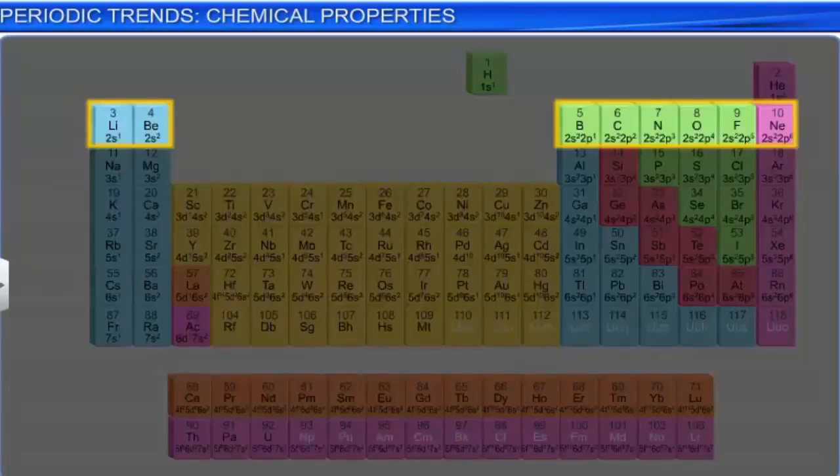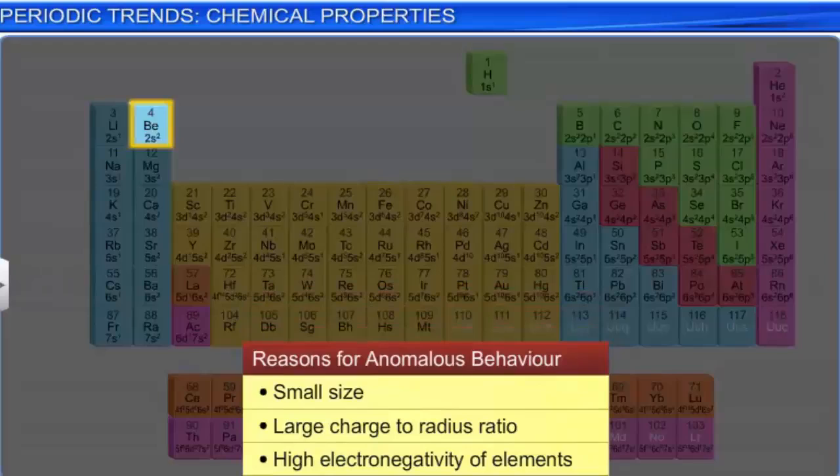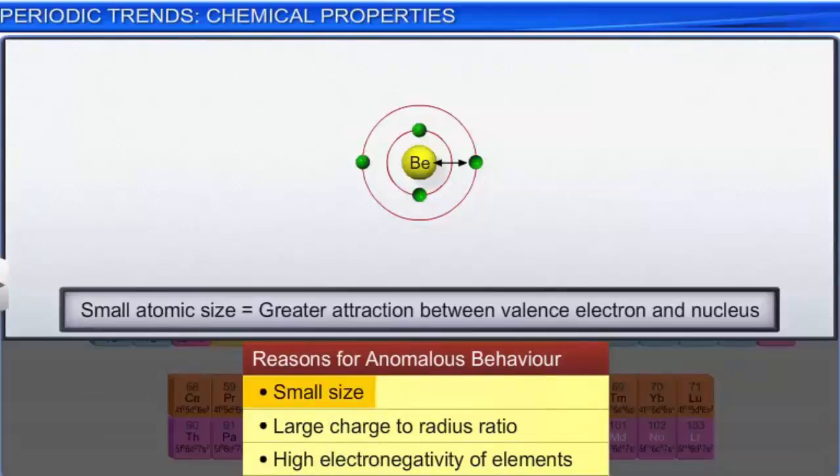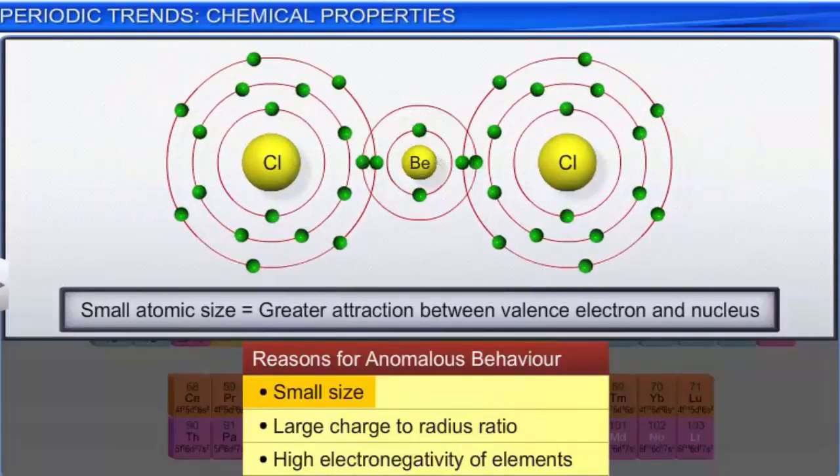This anomalous behavior of second period elements is because of three main reasons. 1. Small size. 2. Large charge to radius ratio. And 3. High electronegativity of elements. Small size means greater attraction between the nucleus and the valence shell electrons. So while forming compounds, the atom tends to share its electrons with other atoms, rather than losing them completely.